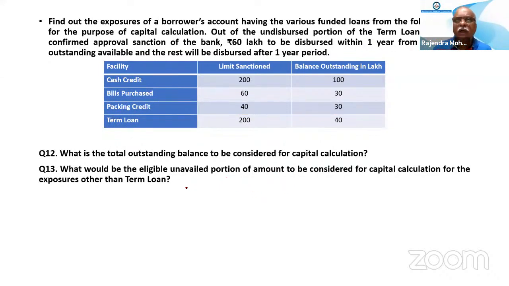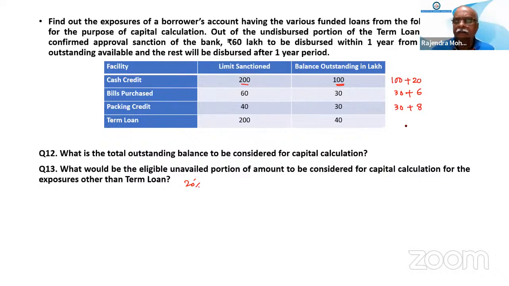Okay. So 20% of limit outstanding, that is 20% of what? Outstanding means 20% of limit sanction. You can take the balance outstanding. Limit sanction is 200, balance outstanding is 100. So how much do you have to take here? 20% of 100, right? 20. Here how much do you have? 30 plus 20% of 30 is 6. Here 30 plus 20% of 40 is 8.